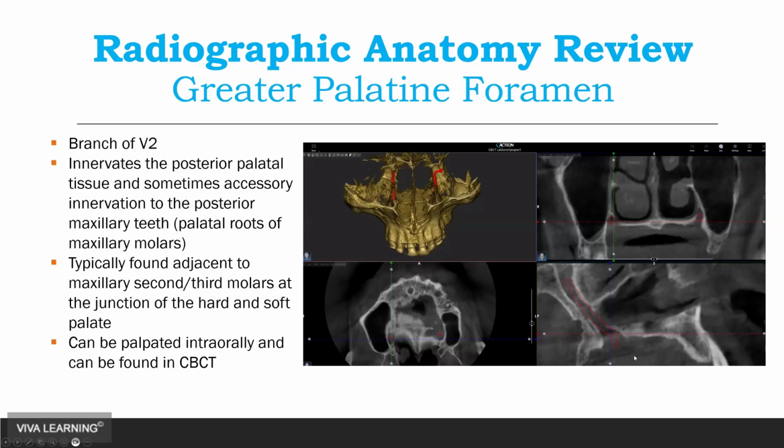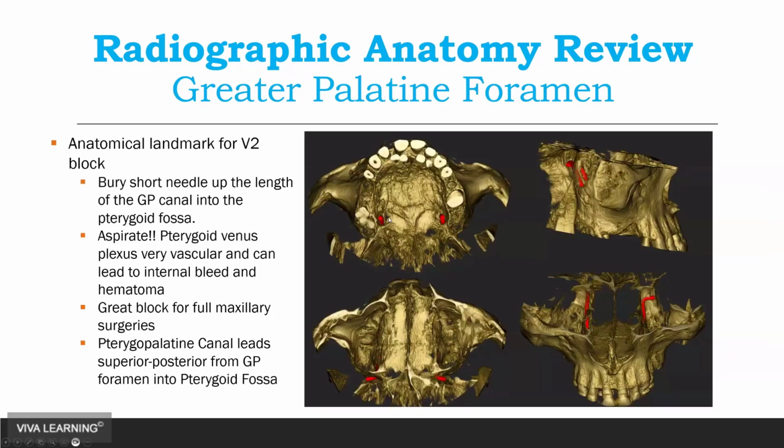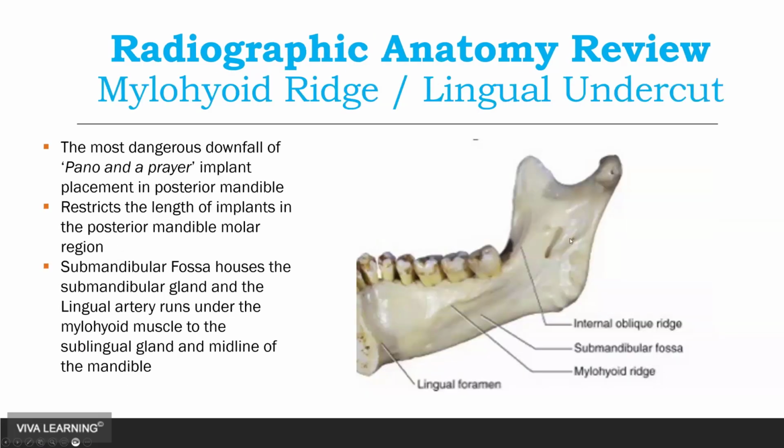Deep mattress sutures are necessary if you get a bleed in the greater palatine foramen. Okay, but you can easily map this on the CT and know where it is. It does exit kind of high above the pterygoid plates in the venous plexus, and that is why you can place a needle in there, aspirate, very important to aspirate, make sure you're not in the venous plexus, and you can do a V2 block and get the entire hemimaxilla numb in one go.